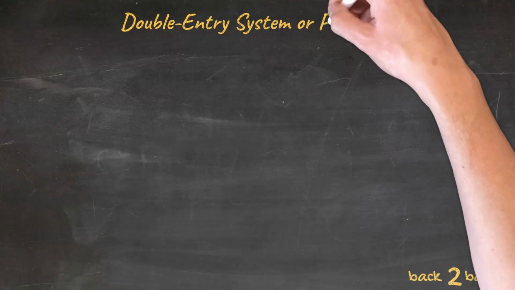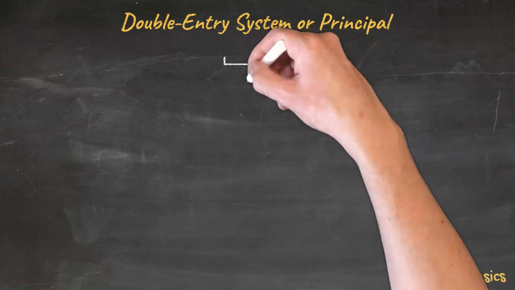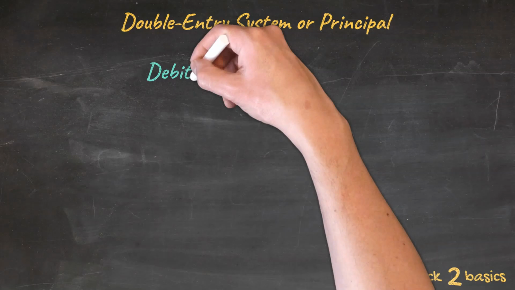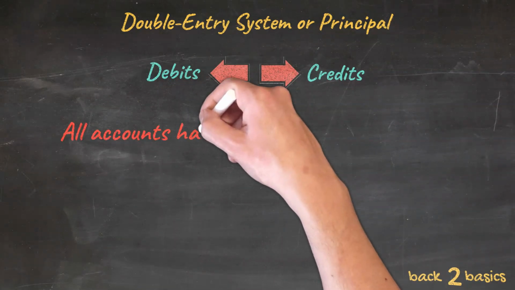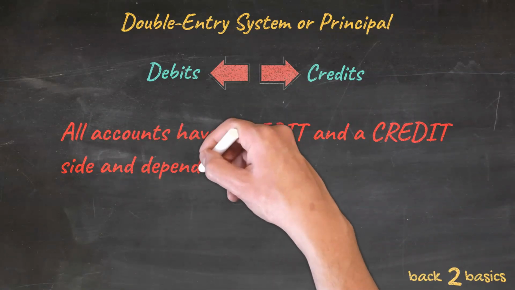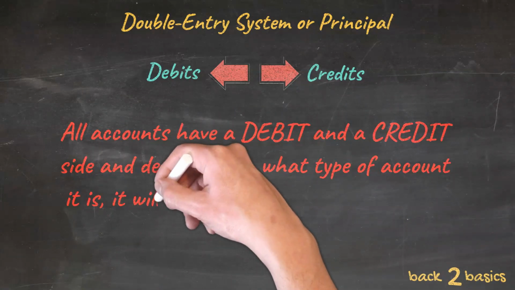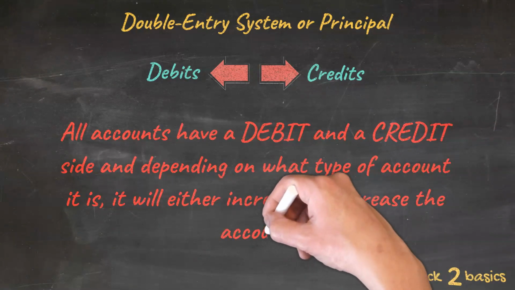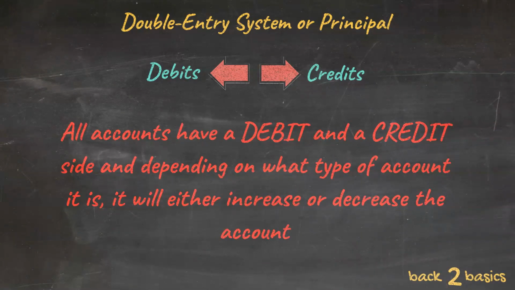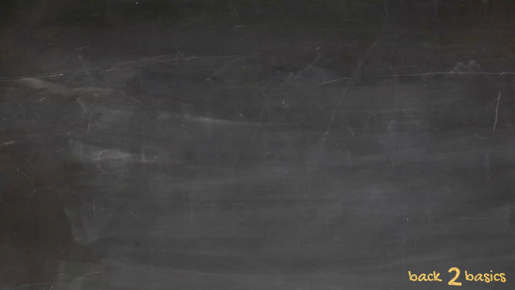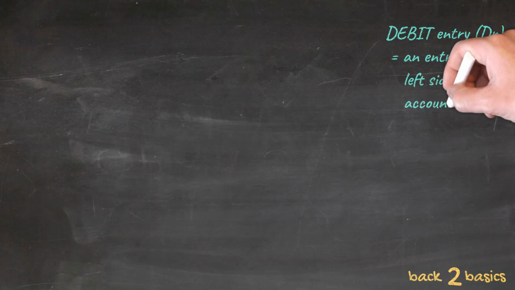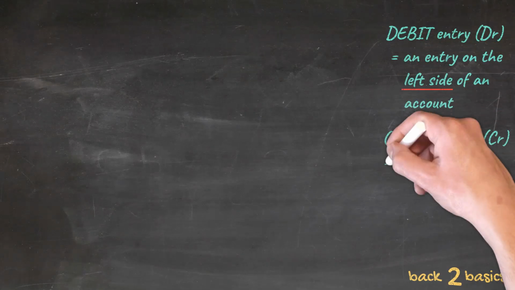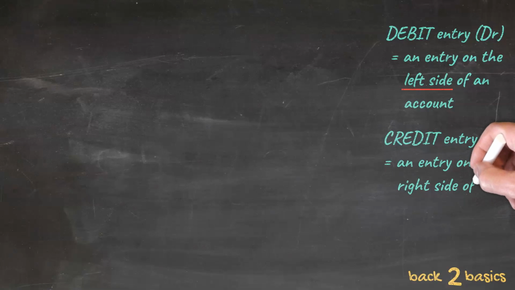As already established, in the double entry system, transactions are recorded in terms of debits and credits. All accounts have a debit and a credit side, and depending on what type of account it is, it will either increase or decrease that account. A debit entry refers to an entry on the left side of a ledger account, and a credit entry refers to an entry on the right side of a ledger account.